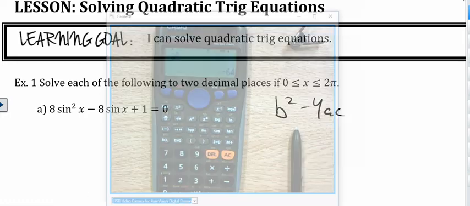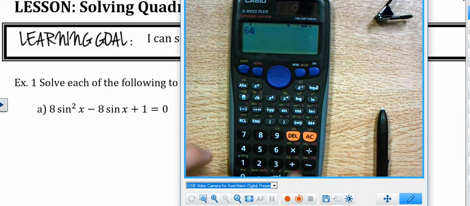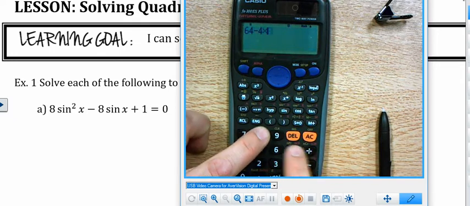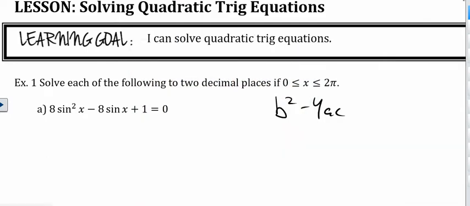Okay, so bring that back up. 64, and I think everything else is positive. So since it's minus 4, it's going to be minus 4 times 8 times 1. That gives me 32. Not a perfect square. It's positive. Okay, so this is solvable, but it's not a perfect square. So I'm going to have to use the quadratic formula as part of my solution here.